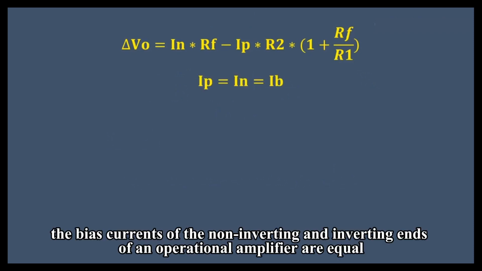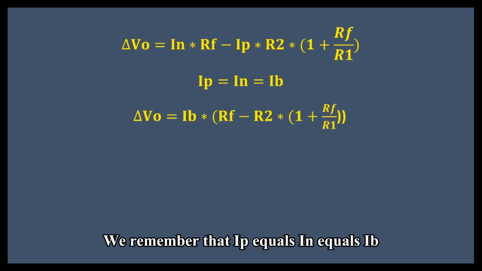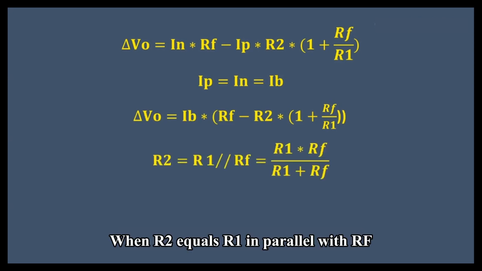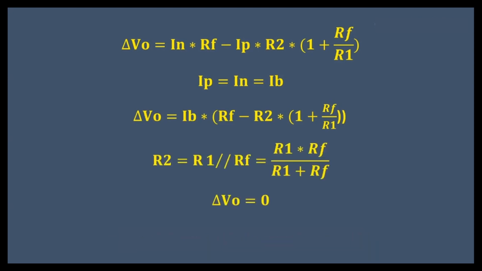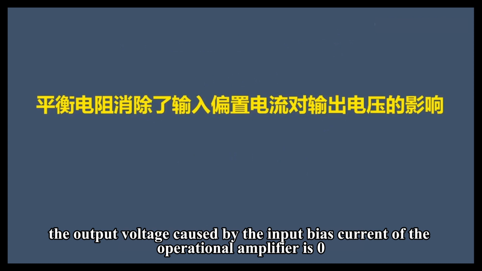Generally, the bias currents of the non-inverting and inverting ends of an operational amplifier are equal. We denote IP equals IN equals IB, and the formula can be simplified into this one. When R2 equals R1 in parallel with RF, delta VO equals 0. At this time, the output voltage caused by the input bias current of the operational amplifier is 0.